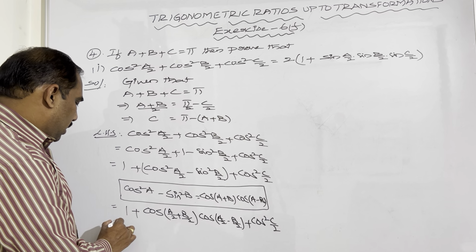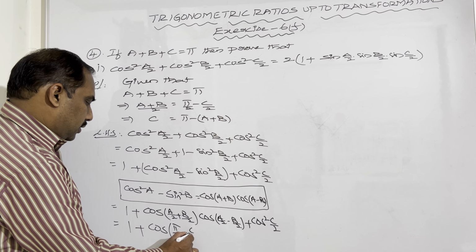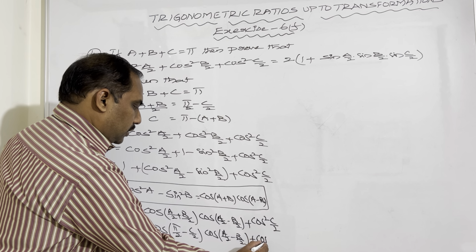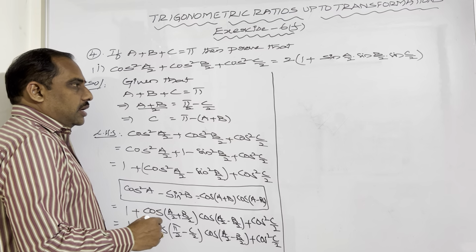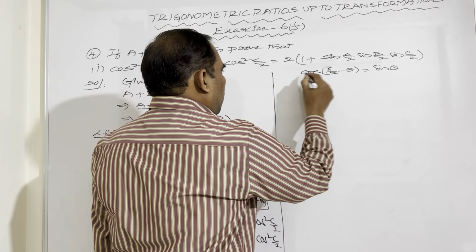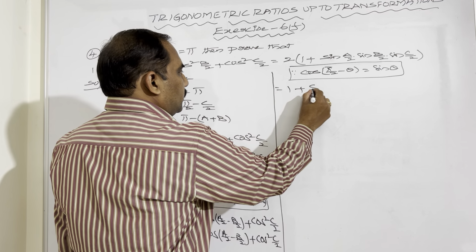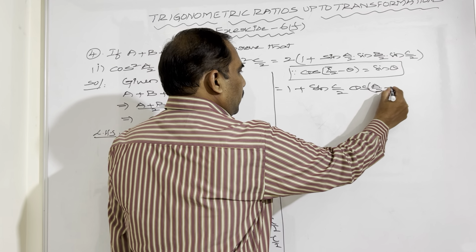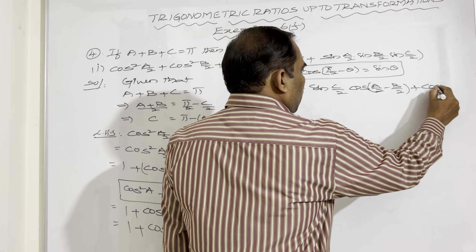Now here also we can write 1 plus cos of a by 2 plus b by 2 as 90 minus c by 2, and here cos of a by 2 minus b by 2 is written as it is, and plus cos square c by 2. Further, cos 90 minus theta is equal to sin theta, so that's why here 1 plus cos 90 minus c by 2, which is sin c by 2, into cos of a by 2 minus b by 2, and here plus cos square c by 2 is written as it is.